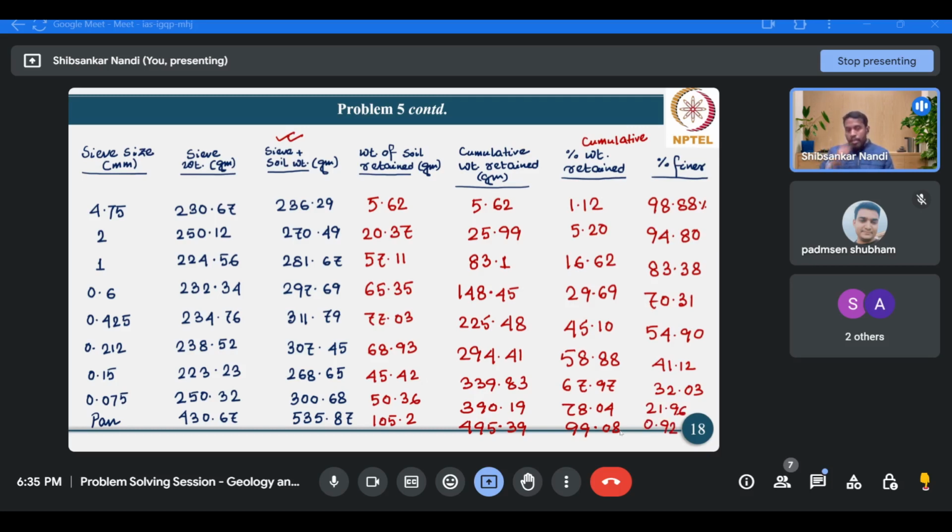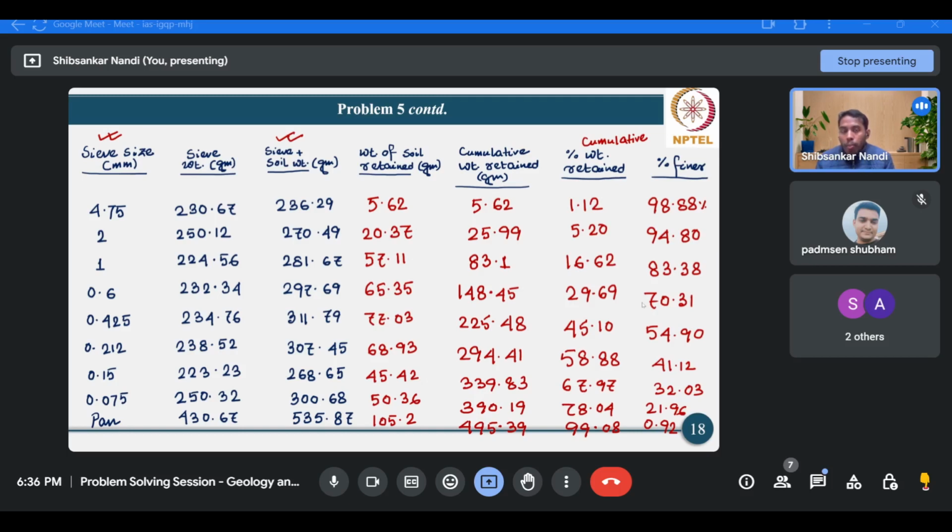Okay, so this table is basically complete. At the very beginning, in the first column, you have the sieve size, and at the end, corresponding to column number 7, you have the corresponding percentage finer. Now this is for the sieve analysis part.